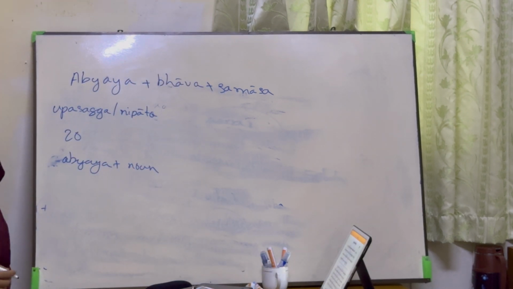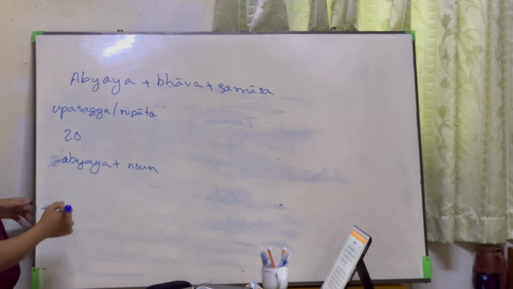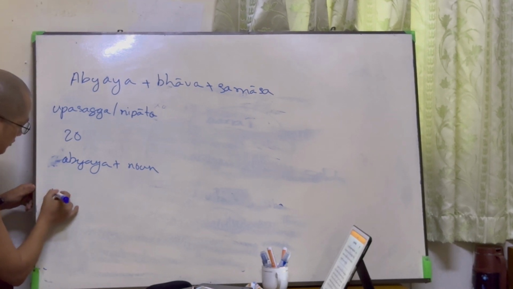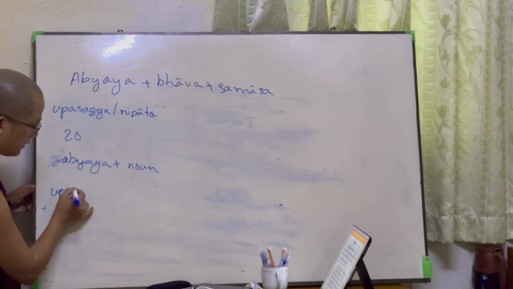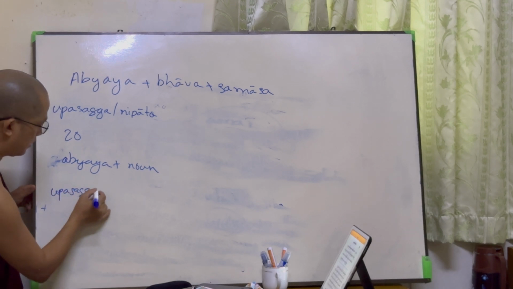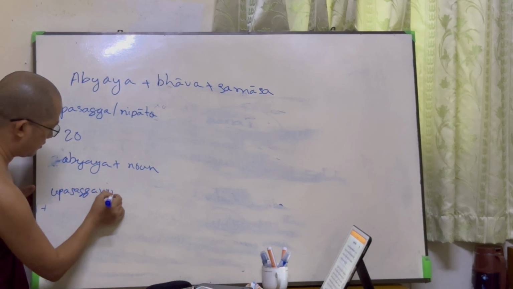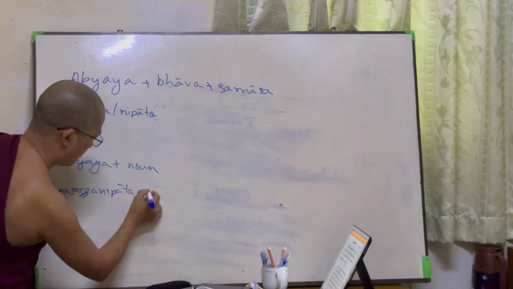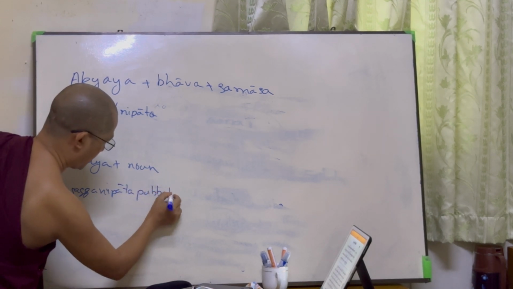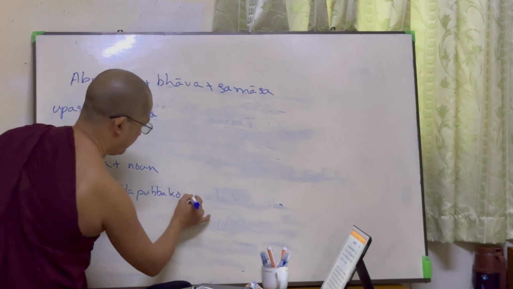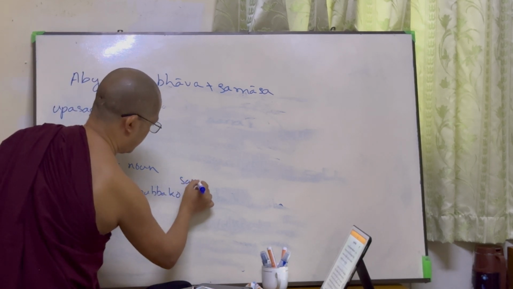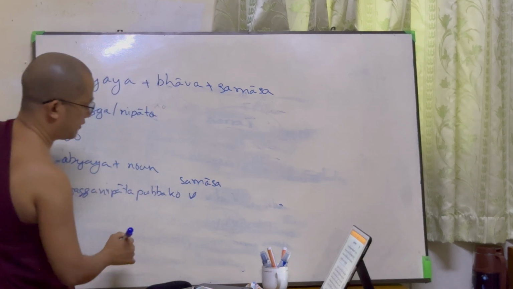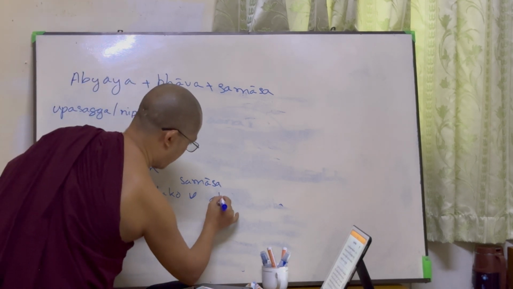Pupago Abhyaya Bhava. The sutta is like that, between the Upasaka Nipada and Pupago. Between them we will put the Samāsa. When we translate it, Abhyaya Bhava.